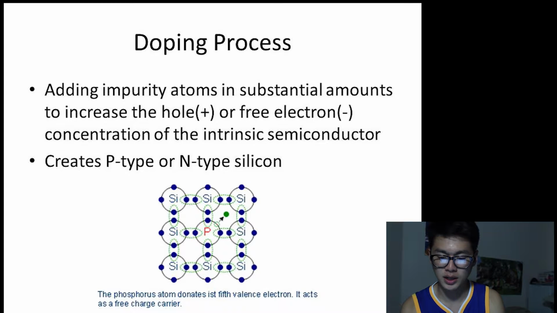What is the doping process? It is the adding of impurity atoms in substantial amounts to increase the hole or free electron concentration of the intrinsic semiconductor. So it either creates p-type, which is the positive, which is adding holes, so there's more holes than electrons, or n-type silicon, which is more free electrons than holes. So on the bottom you can see an example that we will have soon, which is the adding of phosphorus to the silicon to create a doping of extra free electrons.